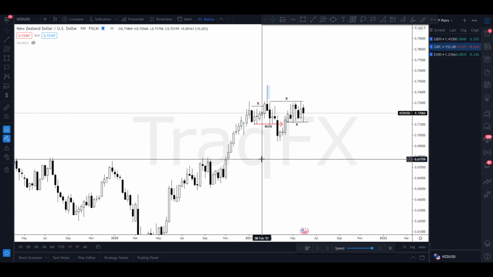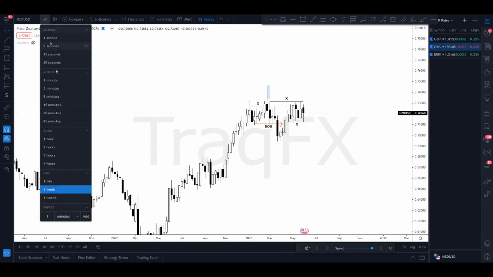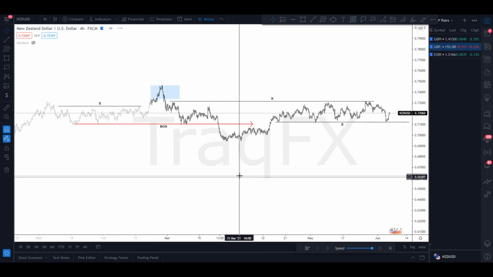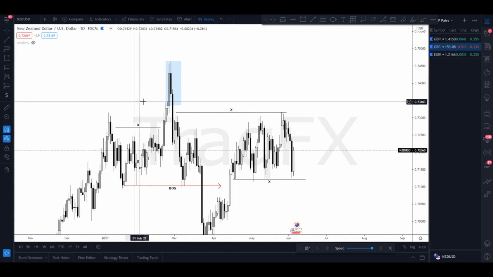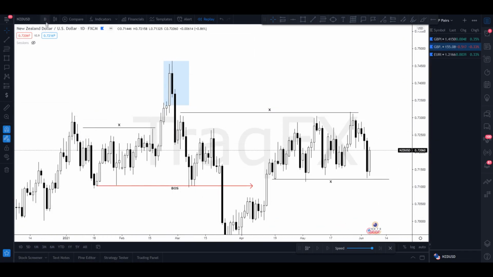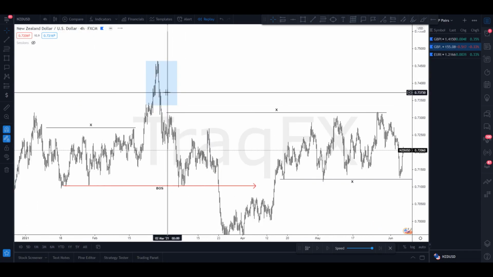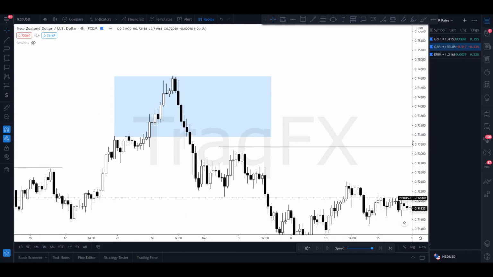But let me show you how we can actually use imbalance inside of our areas of interest to make it even stronger. So right over here, like you guys saw on the daily time frame, we have our last institutional up candle before the major move down. Now let's go down to the 4-hour time frame and let's look at our institutional candle.